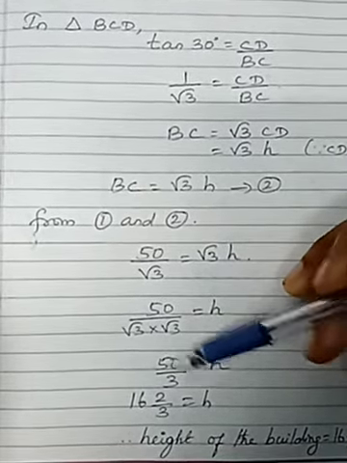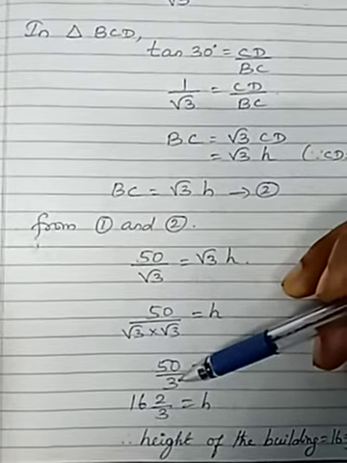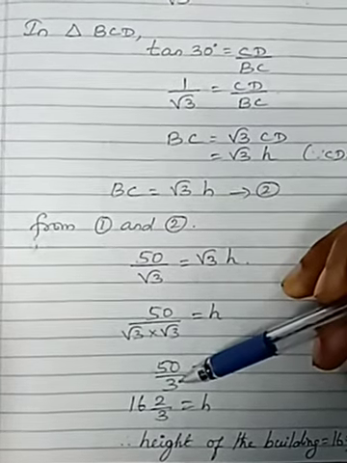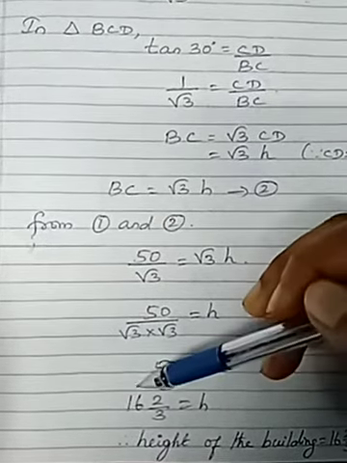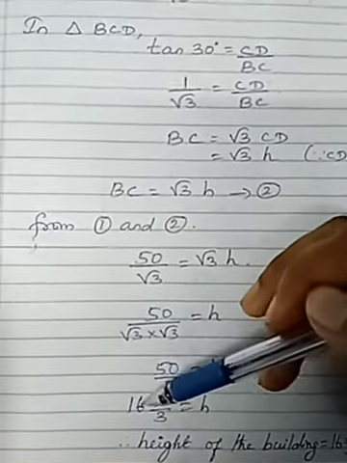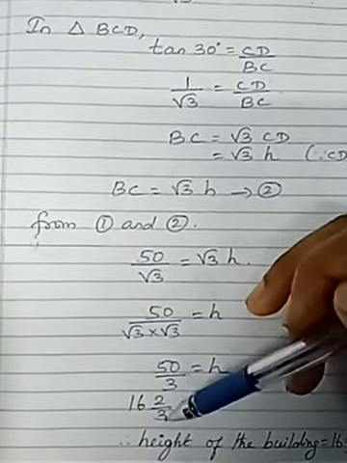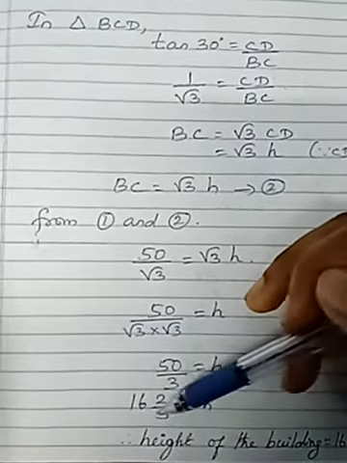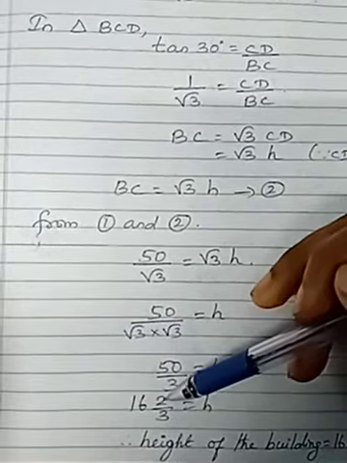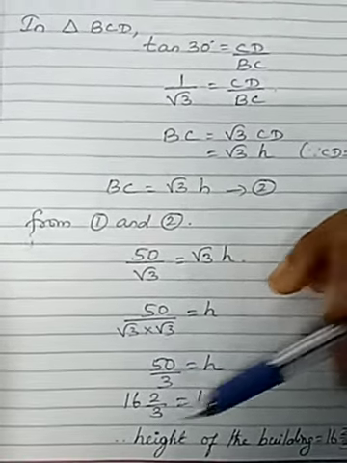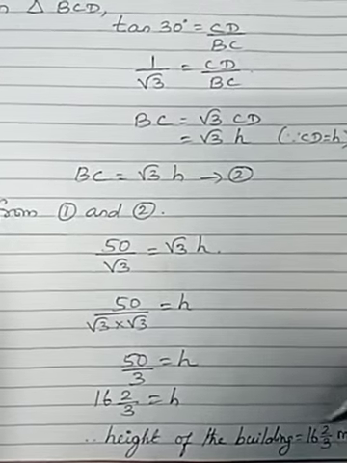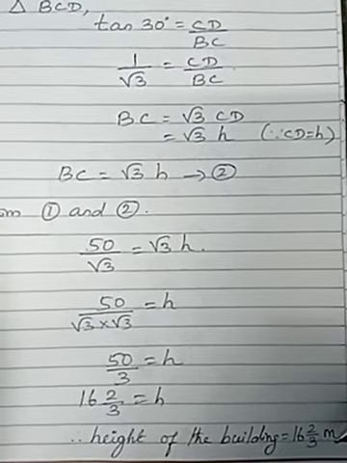16 3s are 48. So when you multiply 16 and 3, we get 48. The remainder is 2. So when you write this as a mixed fraction, you can write it as 16 2 by 3. Just 3. See, 16 3s are 48 and the remainder is 2. So 50 by 3 is 16 2 by 3. So the height of the building is 16 2 by 3 and the unit is meter.